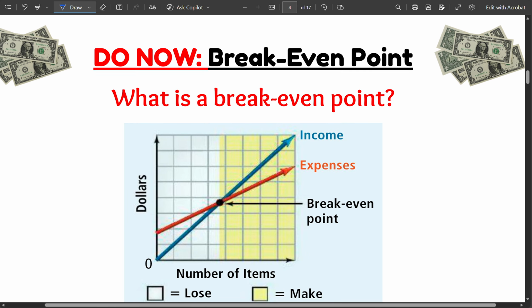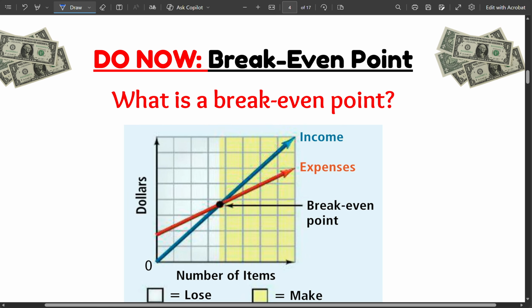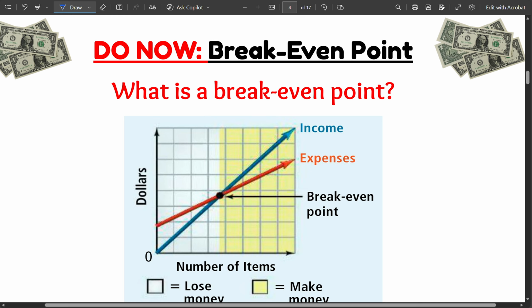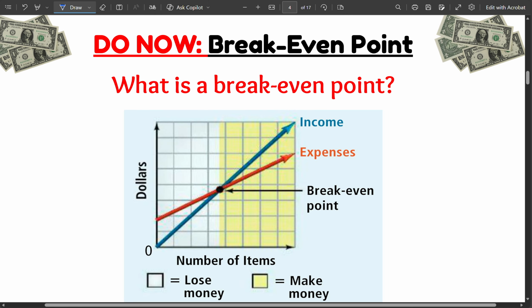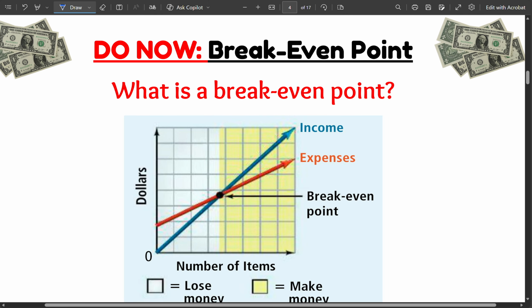The first type of system we're going to learn to solve involves a question or a problem dealing with a break-even point. So what is a break-even point? Well, this has to do with when you are running a business and you're trying to make more money than you're spending. So it has to do with running a business, how much money you're getting versus how much money you're spending to run the business.